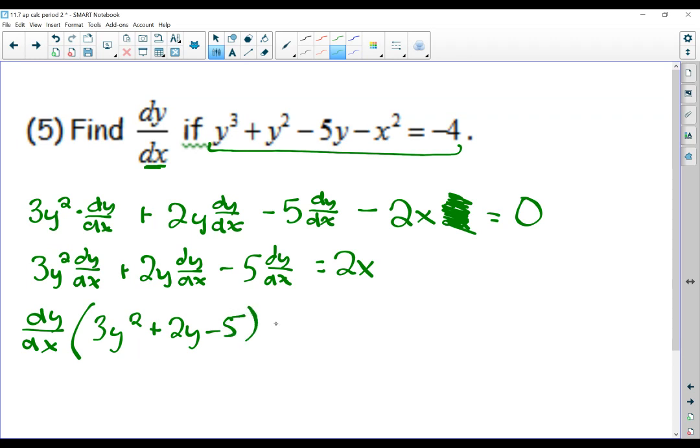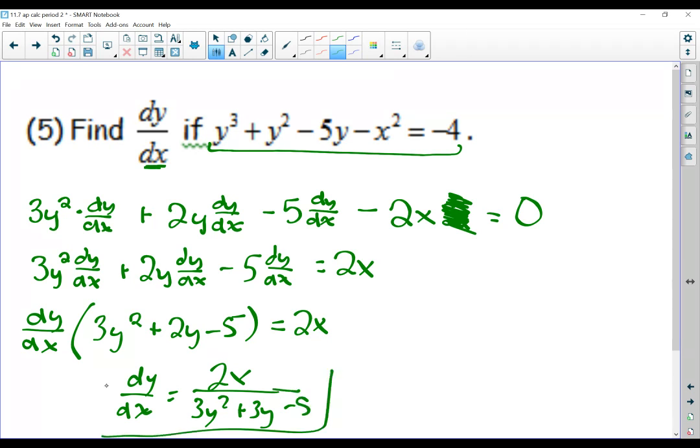And then I can divide by that quadratic, and I get dy/dx equals 2x over 3y squared plus 3y minus 5. And there's my derivative expression, implicitly defined for x and y. Since the function started implicitly, most likely the derivative would start implicitly.